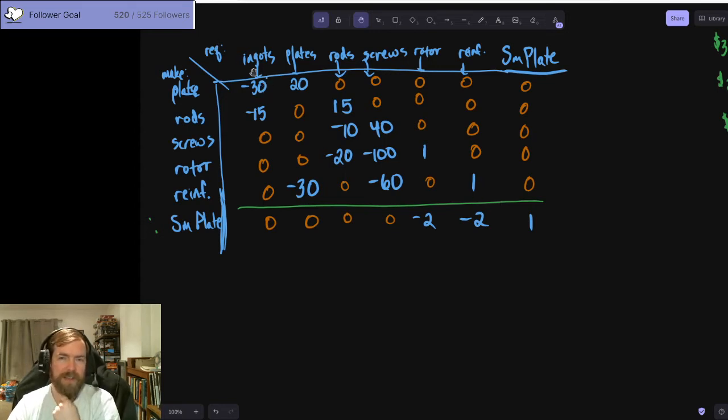Right, we can trade 30 ingots for 20 plates. We can trade 15 ingots for 15 rods. We can trade 10 rods for 40 screws, and 20 rods for 100 screws. And trade 20 rods, 100 screws for 1 rotor, and 30 plates and 60 screws for 1 reinforced plate. At the end, we need to make 2 rotors and 2 reinforced plates in order to get 1 smart plate in 1 minute.